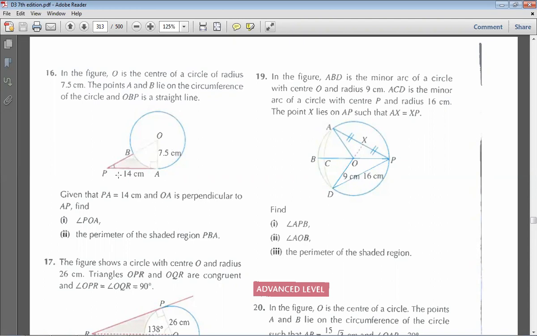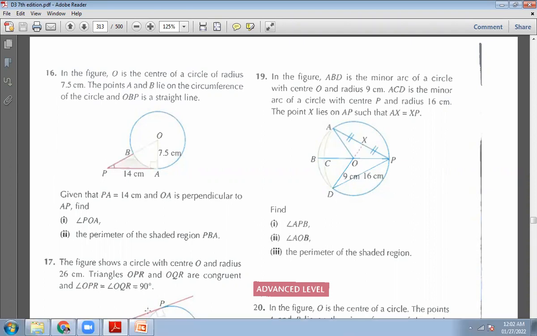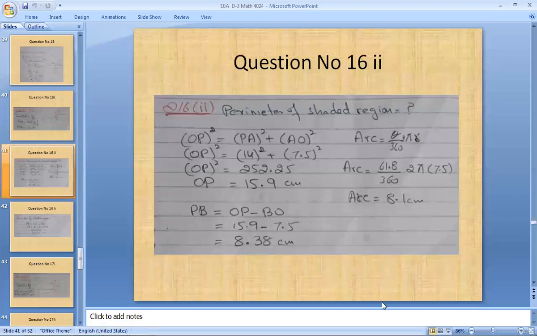Then on this right angle triangle, I will apply the Pythagoras theorem, and I will find the PO side. Once I know the PO side, from that PO side I will subtract the OB, which is the radius, 7.5. I will get this PB, which is one of the sides of the shaded region. Then I will add PB, PA, and this arc, and that will be the perimeter of the shaded region. Let's see how we can solve it.